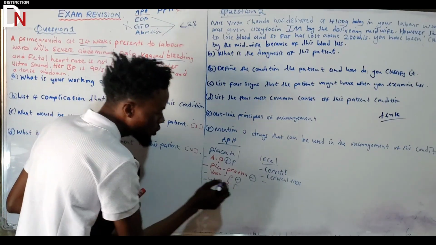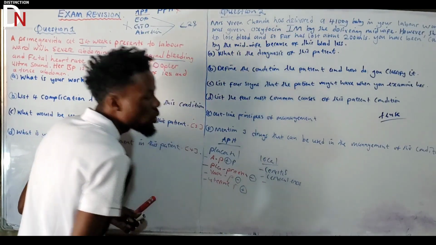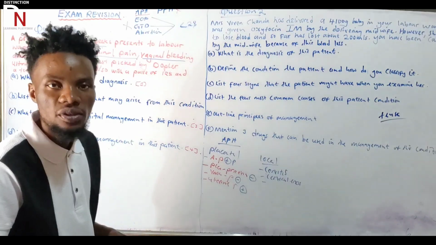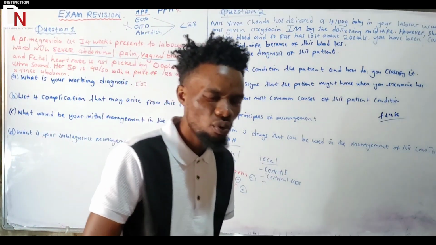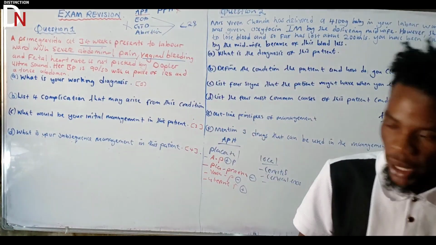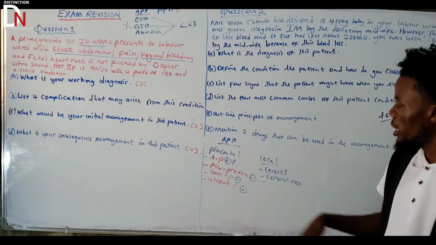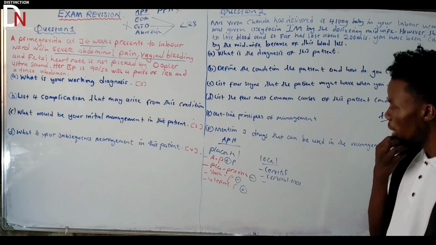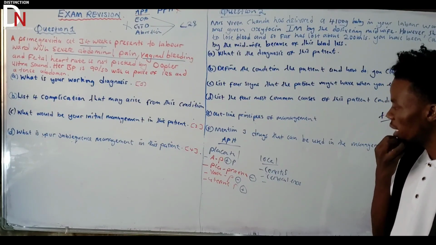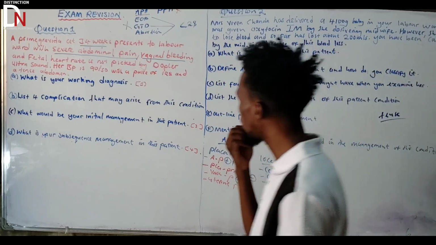Then the other thing is uterine rupture. In uterine rupture, there will be severe abdominal pain. So we've got two cases that can have abdominal pain. Okay, let's see now the true one, between abruptio placenta and uterine rupture. We come to another thing.